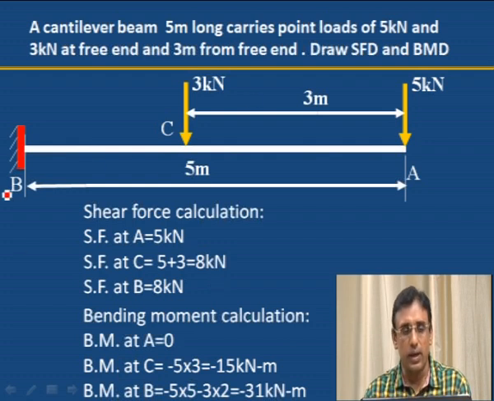How to calculate moment at B? 5 kilonewton into 5 and 3 into distance 2 meter. A to C is 3 meter, balance is 2 meter. This 3 kilonewton is acting at a distance of 2 meter from B. Therefore 3 into 2 and 5 into 5, that is the total moment. 5 into 5 plus 3 into 2, total 31 kilonewton meter is the maximum bending moment at B.